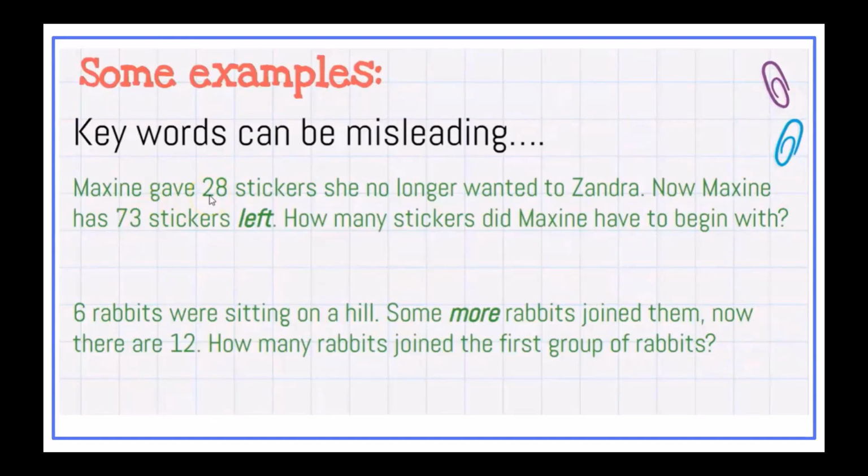Another example why keywords can be misleading is this next problem. It says 6 rabbits were sitting on a hill. Some more rabbits joined them. Now there are 12. How many rabbits joined the first group of rabbits? Again, if students see the word more, students will associate it with addition, and they will add 6 and 12. But that is not what's being asked here. This is what's called a change unknown problem. So we're going to have to find the difference between 12 and 6 to figure out how many rabbits joined them, or the change in the problem to create 12. So these are some examples of why keywords can be misleading.